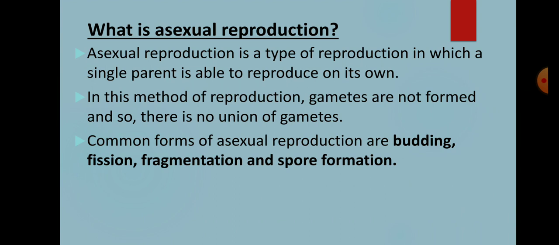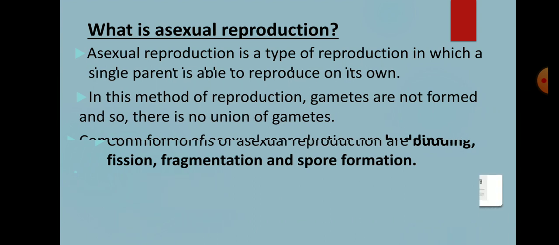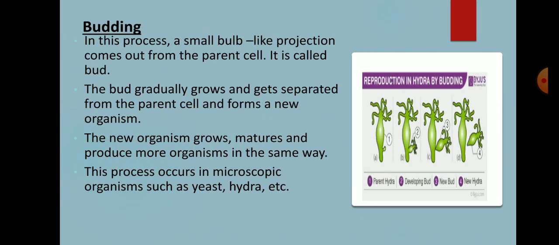So let's discuss these four methods of asexual reproduction in detail. First we are going to study the budding process. In this process, a small bulb-like projection comes out from the parent cell. It is called a bud. You can see in the picture, we have marked the sequence as 1, 2, 3, and 4. In the first picture, you can see the bulb-like projection coming out from the parent's body.